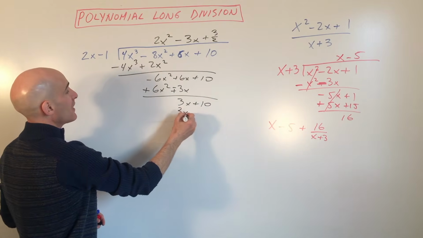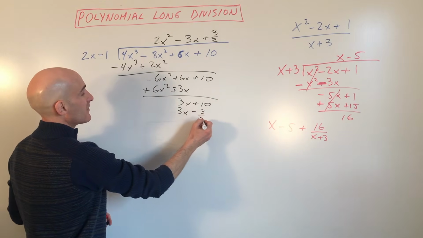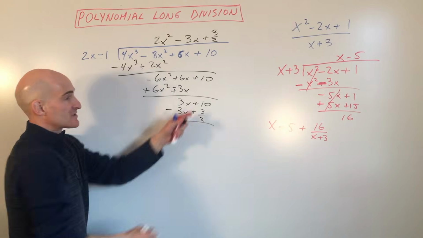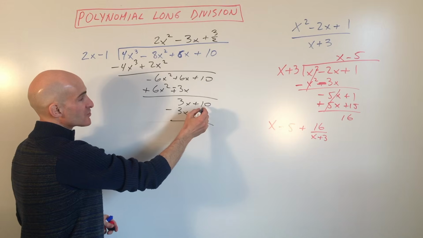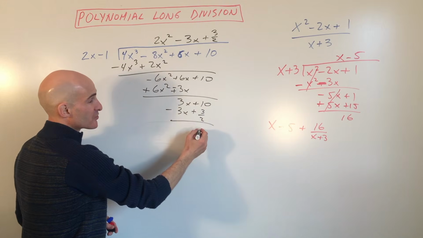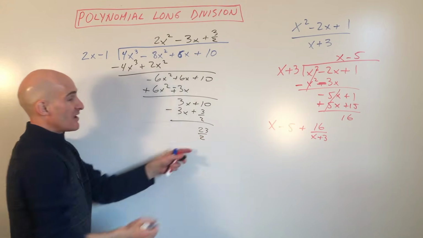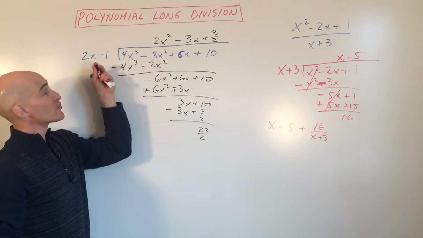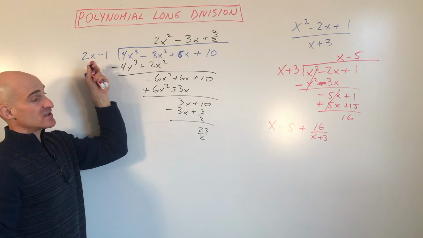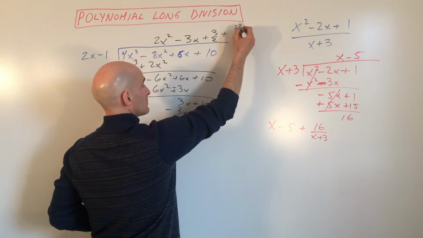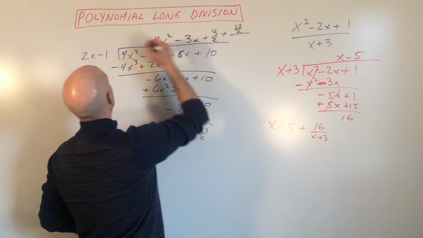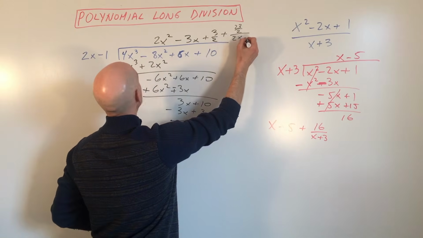We get 3x minus 3 halves. Change the signs to the opposite and add. And so that's going to give us 10, which is really like 20 halves, plus 3 halves, which is 23 halves. This is a constant. This is a lower degree than 2x, so that's our remainder. And we're just going to put our remainder over what we're dividing by, our divisor.